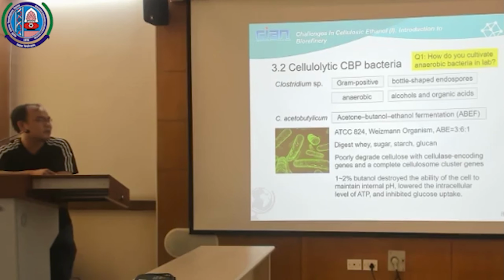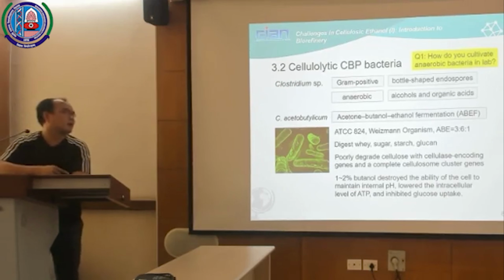It degrades cellulose at a very slow velocity, very slow. It has cellulase-encoding genes. Many genes express cellulase, but the activity is not very high, very low. It has complete cellulosome cluster genes, but not well expressed. No one knows why. A lot of new research on this topic.